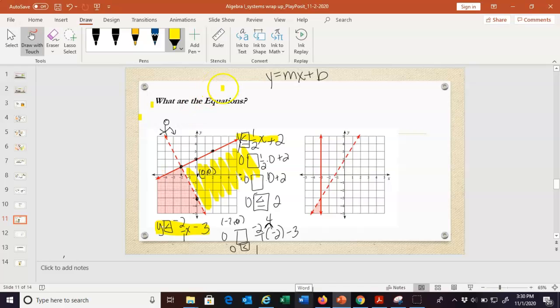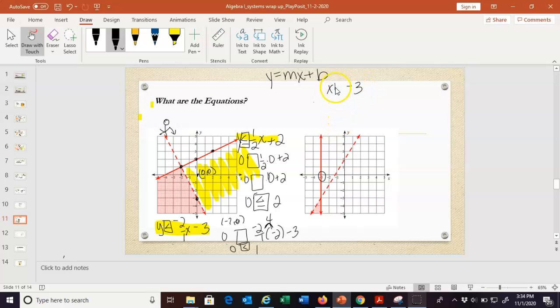All right, let's try the second one here. So, we have a vertical line. This vertical line is going right through negative 3. Remember, vertical lines always have the x, because no matter what the y value is, x is always going to be negative 3.